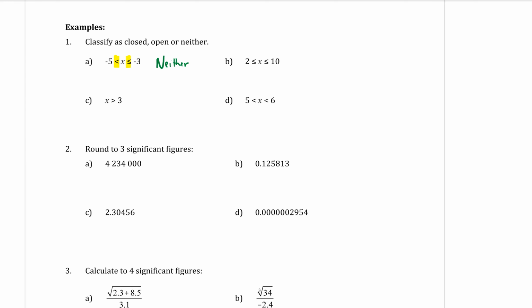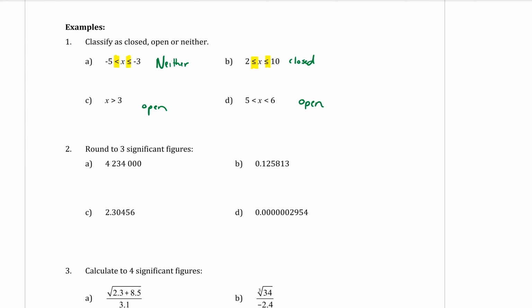B, we're looking at the signs. Less than or equal to. Max? Closed, because both of them have equal to signs on them. C, x is greater than 3. It is open. There's no equal to sign on there. It's also unbounded, but we weren't asked that. We were asked open, closed, or neither. It's open. And D, there's no equal signs on there, so that one's going to be open.